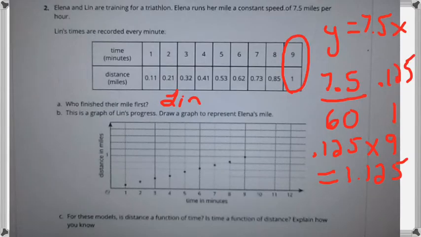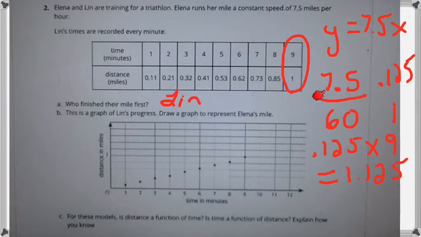A says that Elena and Lynn are training for a triathlon, and Elena runs her mile at a constant speed of 7.5 miles per hour. But Lynn's times are recorded every minute. So the first thing I wanted to do is figure out how far in 1 minute Elena could go, because they're giving you miles per hour here. I know that in 1 minute Lynn can do 11 hundredths of a mile.